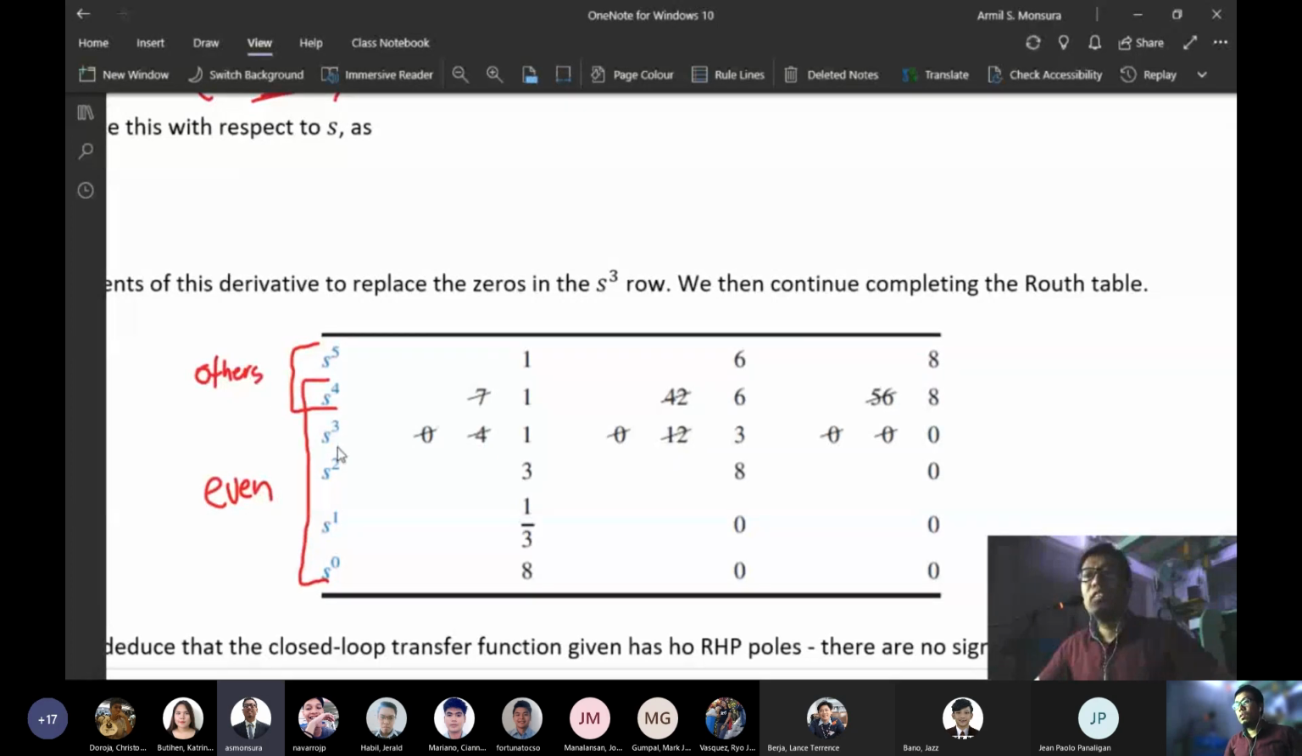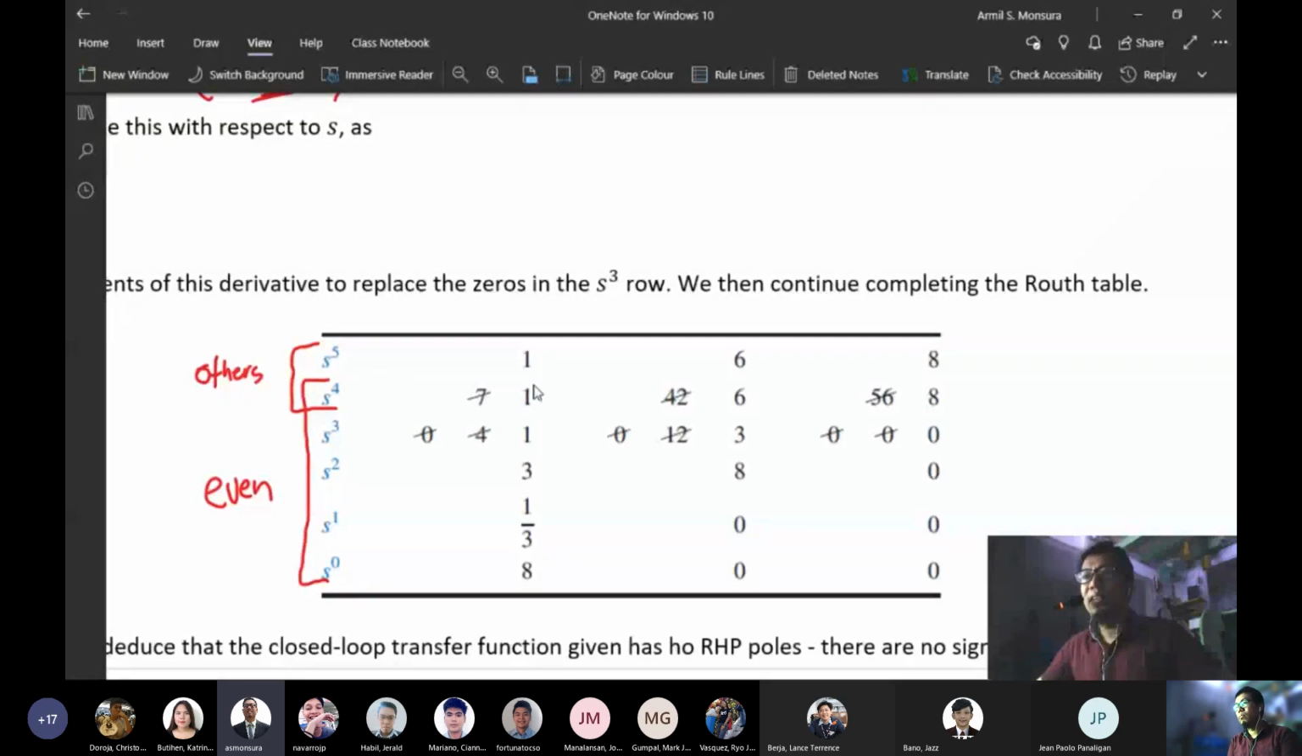Okay? So, pag in-interpret natin siya, i-interpret natin separately yung others at saka yung even. Pero tandaan nyo dun sa even, there exists this possibility na meron kayong j omega axis poles. Pero sa others, wala kayong possibility na ganun. So, yung others, we interpret it normally as the basic route table. Pero itong even, titingnan natin yung possibility na meron kayong j omega axis poles. So, paano siya? Ganito mangyari.